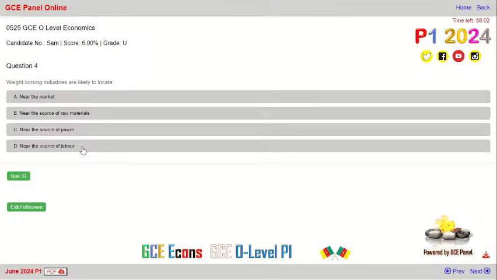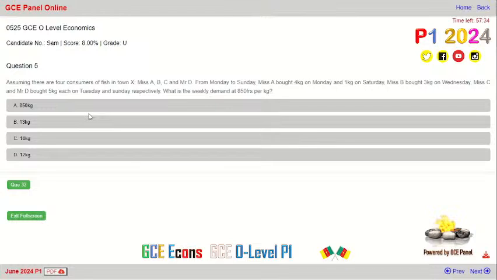Question 4, you have A, near the market, B, near the source of raw materials, C, near the source of power, D, near the source of labor. So weight losing industries would like to be located near the source of raw materials so that they lose the weight. Once they get the materials, they can easily distribute it after it has been processed. So here we have near the source of raw materials.